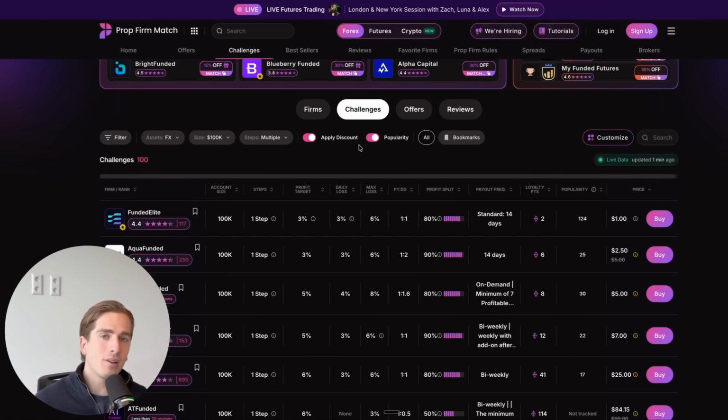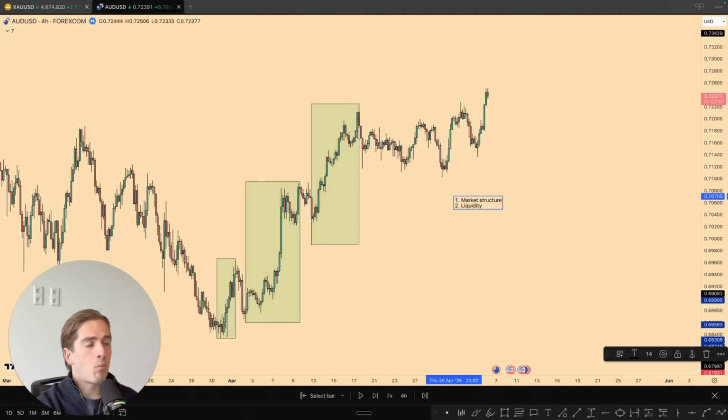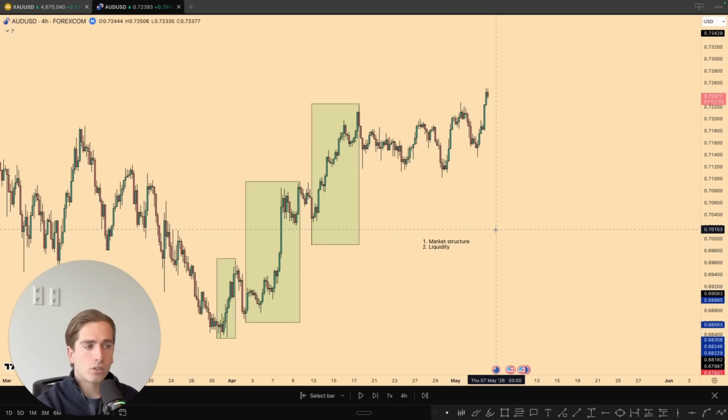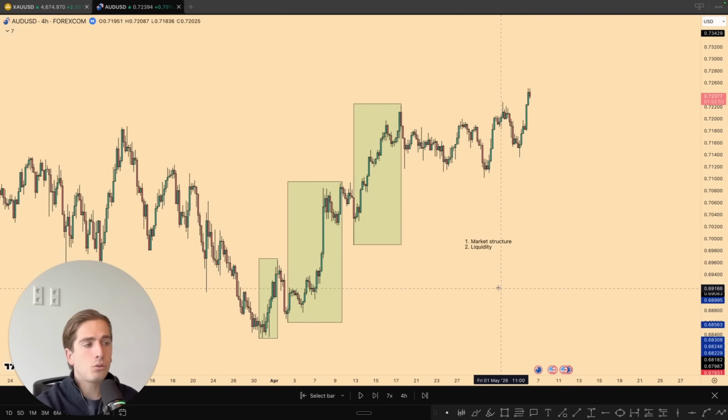Now, without further ado, let's dive back into the overall market breakdown. Market structure and liquidity are the main focus of this 4-hour strategy, and you need to understand them and understand how to combine them in order to become profitable.